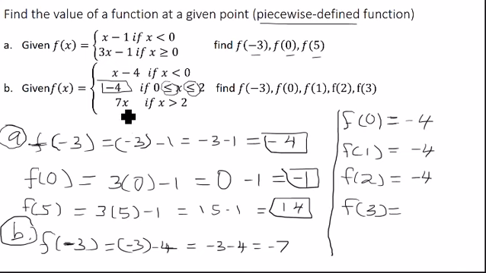And the last value I have is f of 3, and that's going to be in this last branch because 3 is greater than 2. So it's going to be 7 times 3, and that's going to be 21.